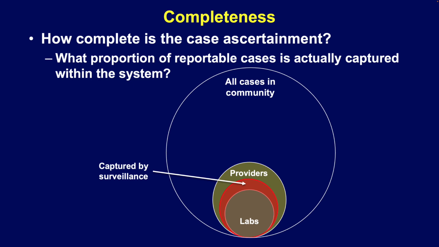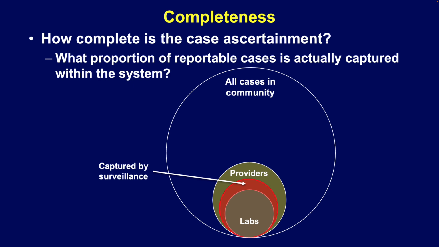The other point I want to make on this slide is that there's some overlap between providers and labs in terms of what they report. You can see that in this schematic, there are cases that providers report that laboratories did not report, and vice versa. And there are cases that will be reported by both providers and labs. And this relates to the redundancy that I alluded to earlier. Requiring both providers and labs to report can help improve the completeness of the surveillance system. And you can see why here, because they're each reporting sometimes overlapping, but sometimes complementary groups of cases. That's how it improves completeness.